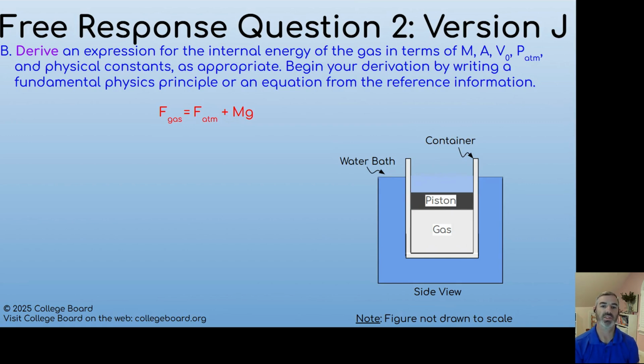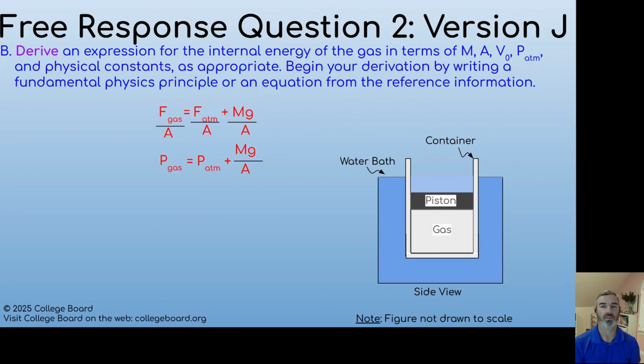Now, because the answer is not in terms of forces, we're going to convert our forces into pressures. We're going to divide both sides by area, and we get the pressure of the gas is equal to the pressure of the atmosphere plus mg divided by A. So now we're getting somewhere, where we have our constants and our given values in our equation. But it's not asking for pressure, it's asking for internal energy.